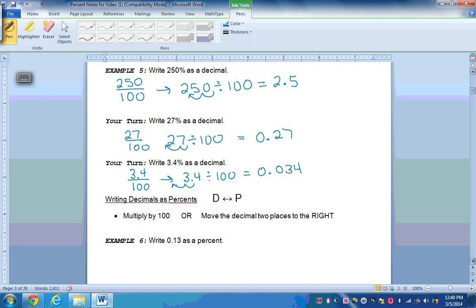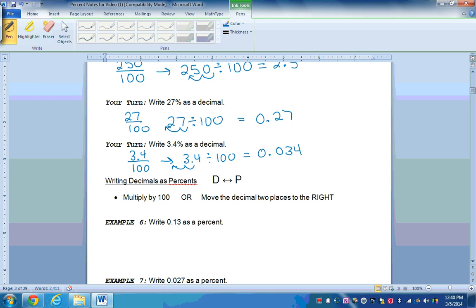Now, we're not going to start with the percent, we're going to start with the decimal. And when we start with the decimal, we're kind of going in the other direction. And so instead of dividing by 100, we are going to be multiplying by 100. So let's look at example 6, 13 hundredths as a percent. We would multiply that 0.13 times 100.